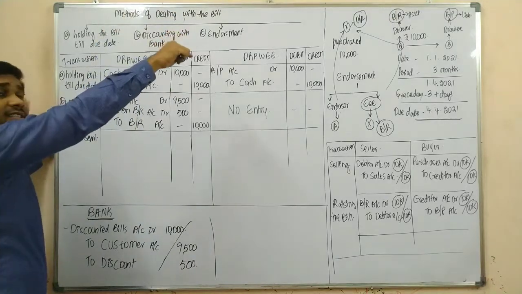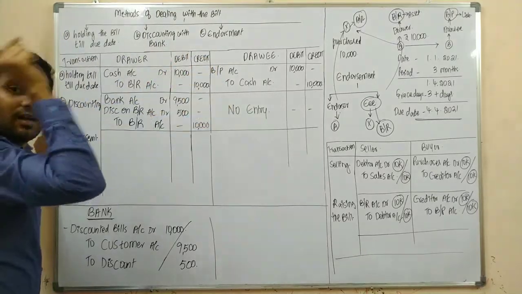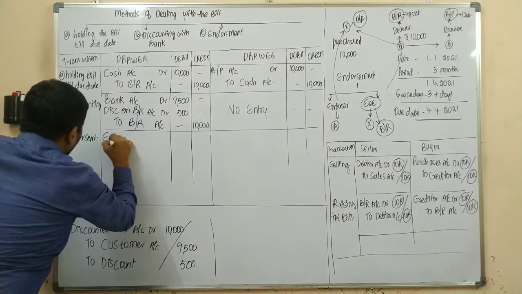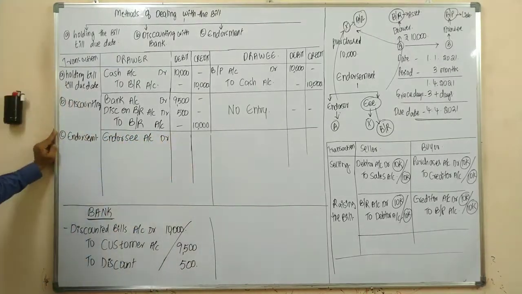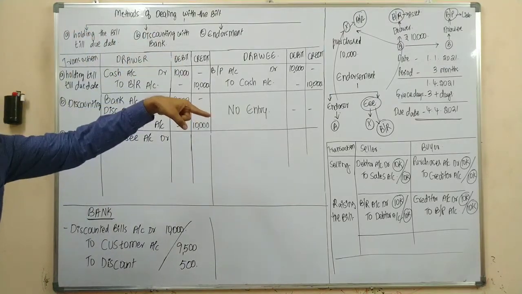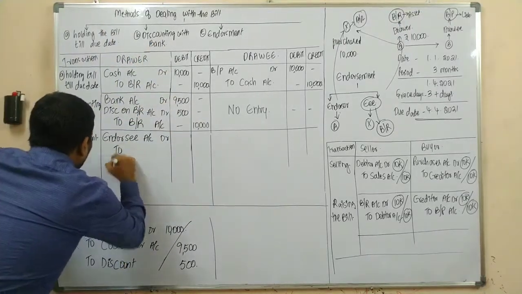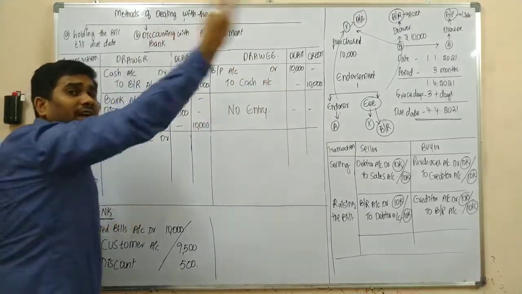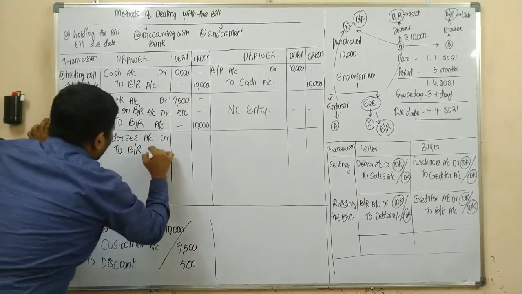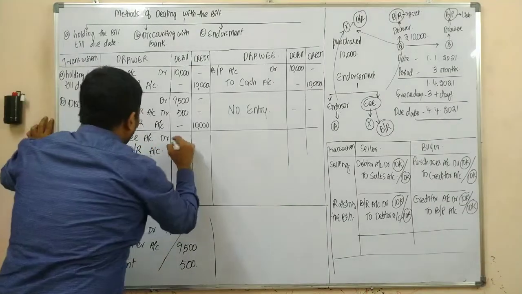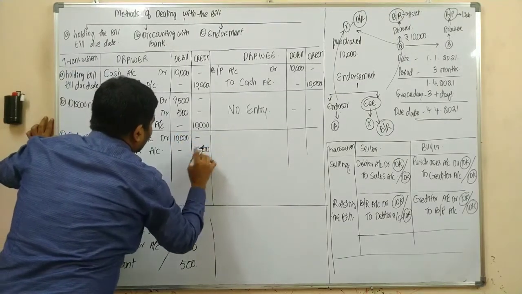As Mr. X, the endorsee, is receiving, debit the receiver. The journal entry would be: Endorsee account debit, because he is receiving the bill. Second, what are you transferring? What are you giving away? The bill. So Endorsee account debit to bills receivable account. The amount would be 10,000 rupees.